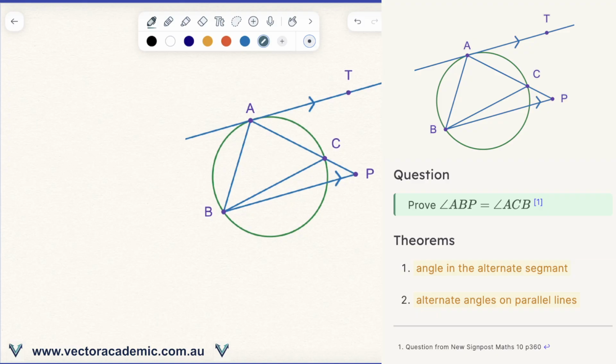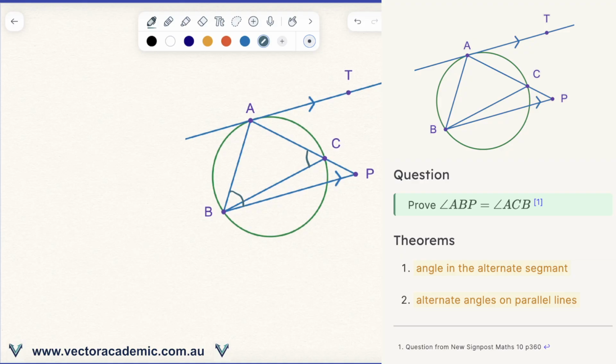All right. Now I'm going to go through it from beginning to end. The first thing I tend to do with these kinds of questions, since it's a proof, is label which two angles I'm trying to show are equal. It's angle ABP. We've got this angle here, which is the two smaller angles combined into one, and the angle ACB. So it's this angle in here.